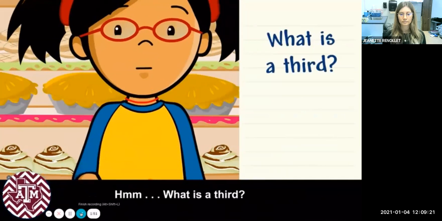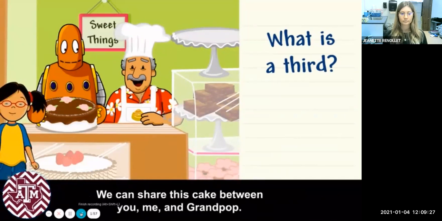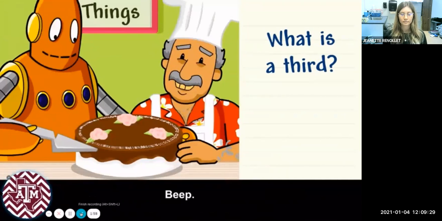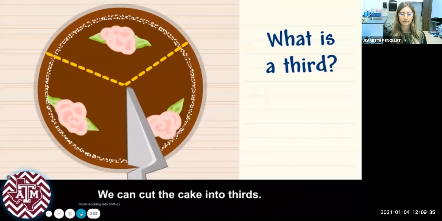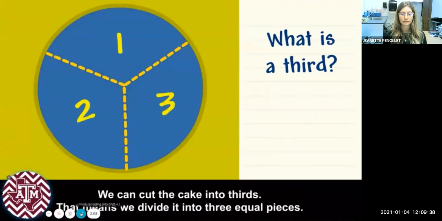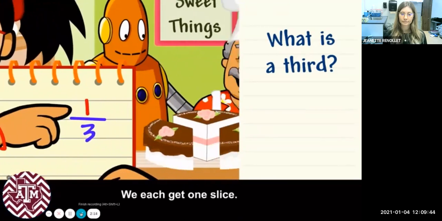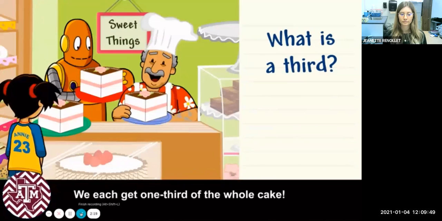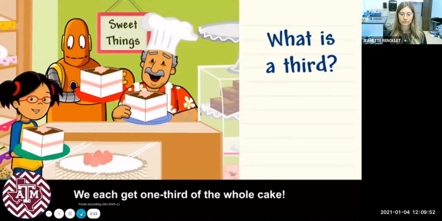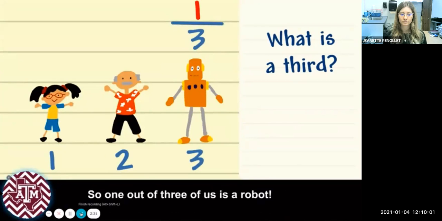What is a third? We can share this cake between you, me, and Grandpop. We can cut the cake into thirds. That means we divide it into 3 equal pieces. We each get 1 slice. So Grandpop gets 1 out of 3 slices. We each get 1/3 of the whole cake. There are 3 of us, but only 1 is a robot. So 1 out of 3 of us is a robot.